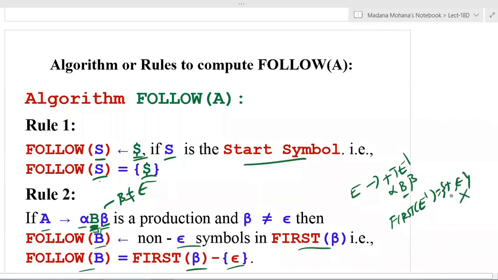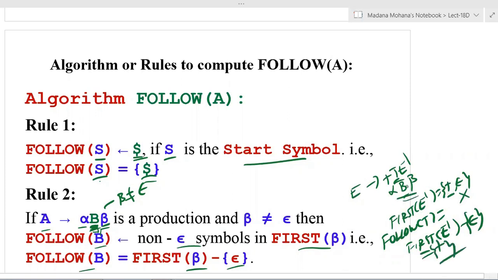Then other than null, plus is added to follow of t. Therefore, follow of t equal to first of beta. Here it means first of e dash minus null. Here what you will get is first of e dash other than null, plus. This is the follow value. Like that you can find it out.